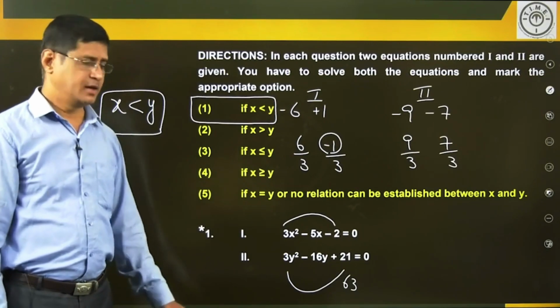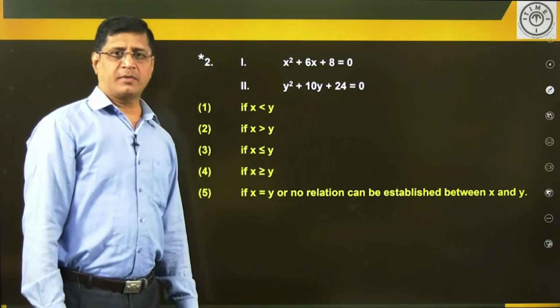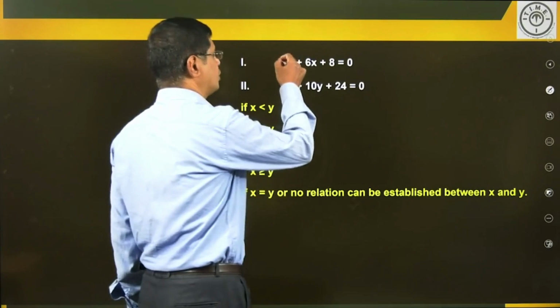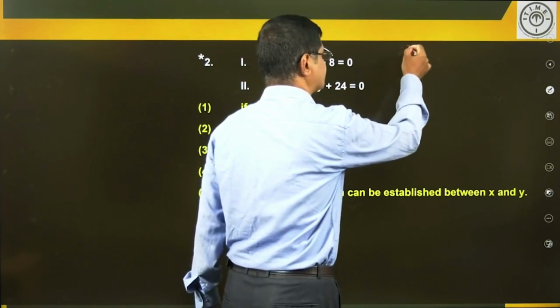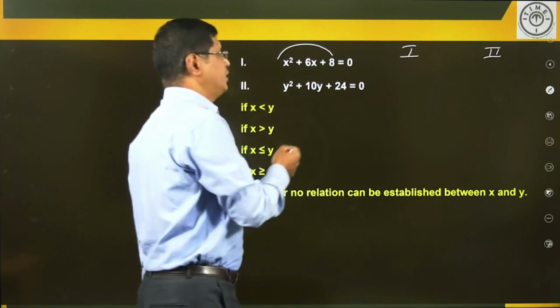Okay. Right. Moving to the next example. x square plus 6x plus 8 is equal to 0. The product of these two terms is 8. So, what are the roots? First of all, find the factors, then find the roots. Now, the factors here.